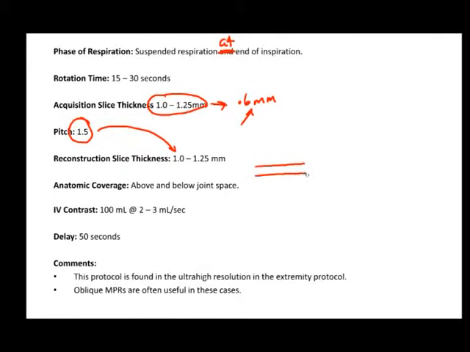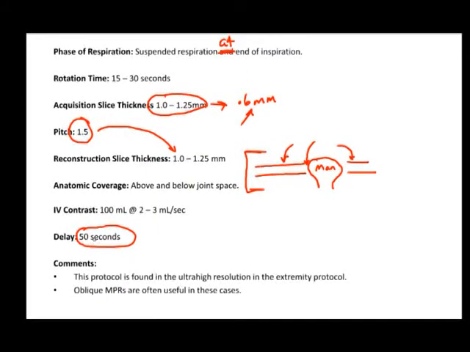So, if this is the clavicle bilaterally, and this is the manubrium, and here is the SC joint, you want to scan from here to here, simply so that you get all of this area. The IV contrast is going to be utilized yet again because we're looking at an inflammatory process, which is going to have a certain degree of vascularity that needs to be demonstrated. It's going to be at 100 milliliters at 2 to 3 milliliters per second. And we're going to scan about 50 seconds after the initial start of the injector, just simply to best demonstrate this anatomy.